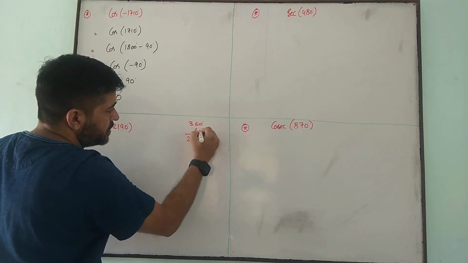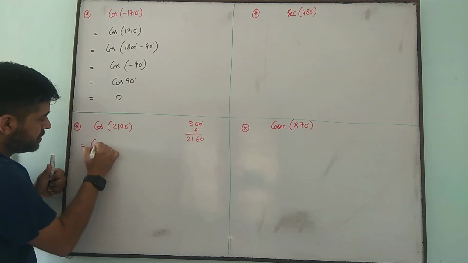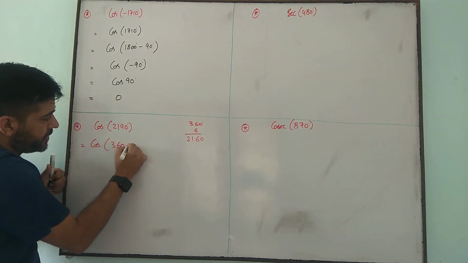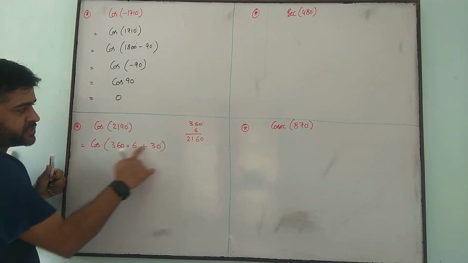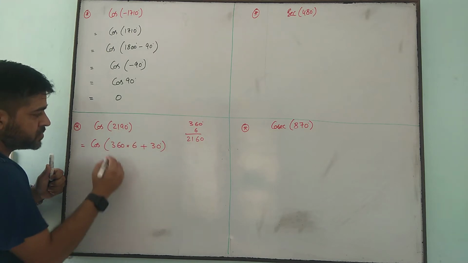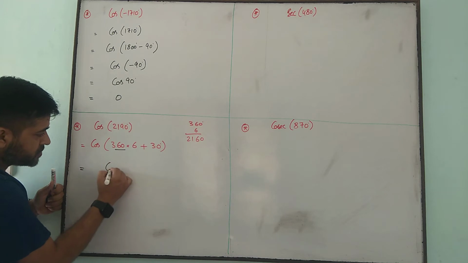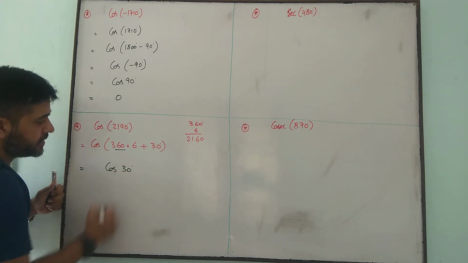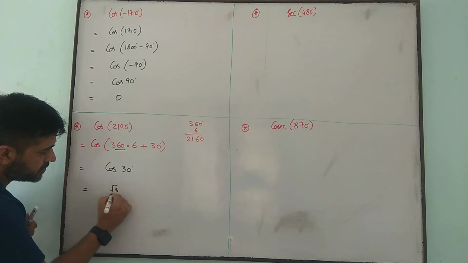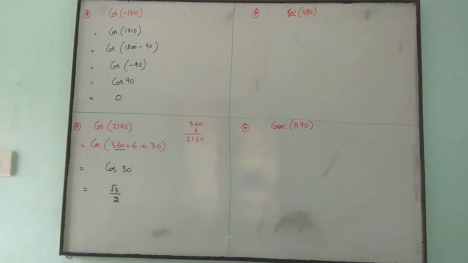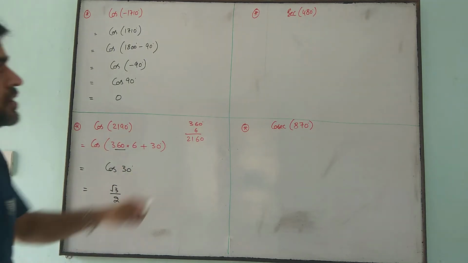So we got it 360 into 6, 360 into 6 plus 30, that is 360 into 6 is 2160 and this is 30. So now as it is 360, we can write it 0. So we got it cos 30 degree, and the value of cos 30 directly we know is root 3 upon 2. So in case of 0, we need not see any quadrant and all.